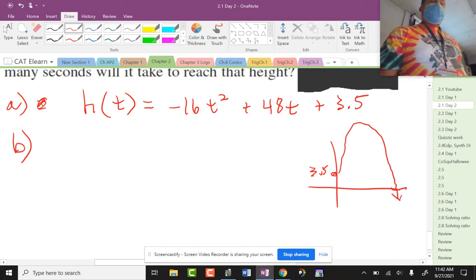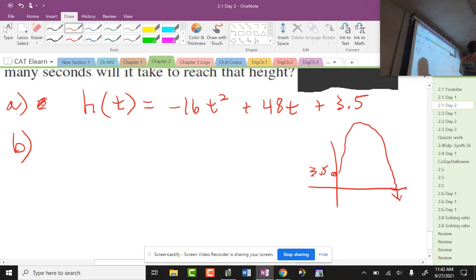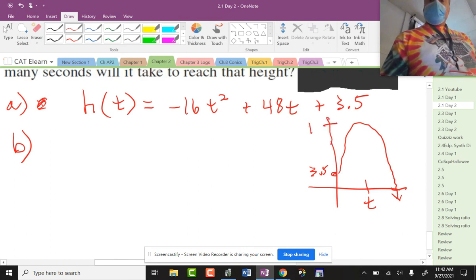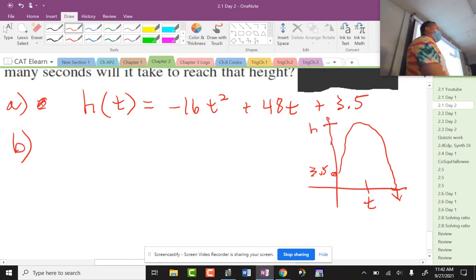Then eventually the ball is going to hit the what? The ground, and that's the time that it hits the ground. We'll be able to solve that later on. So what I want to know is at what time does it reach this maximum height? That's the graphing of this. So I need to understand this is a vertex question.